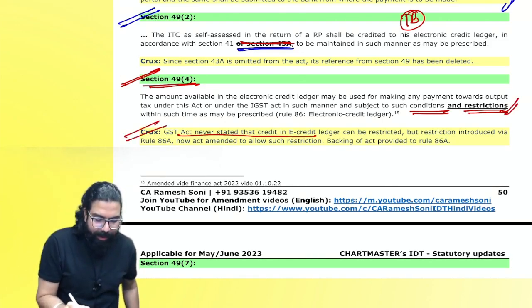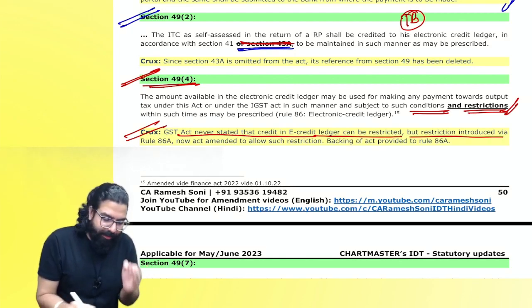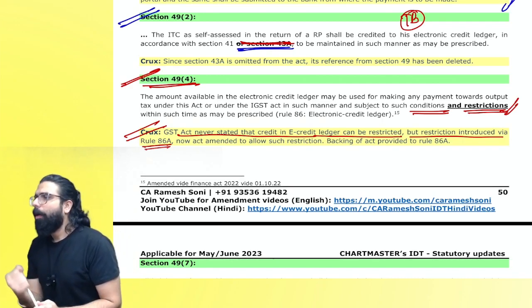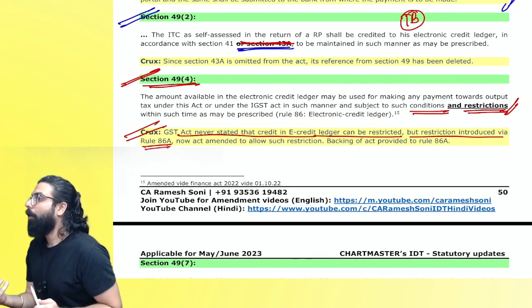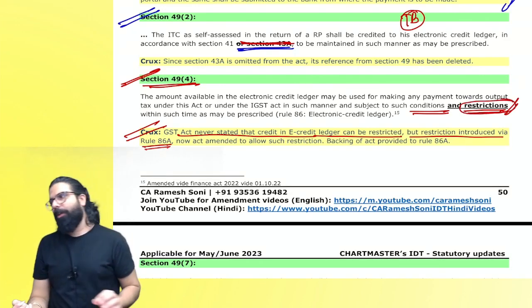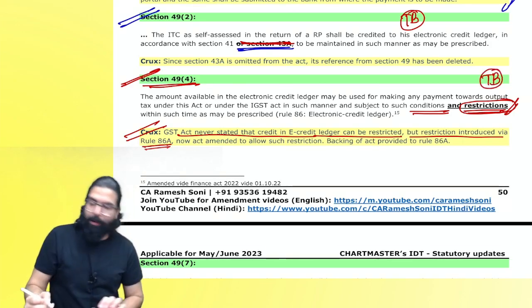The GST Act never stated that credit in the e-credit ledger can be restricted. But restriction was introduced by the rule. Now, sir, how did you make the rule without backing of the act? And hence, in the act, they told we can give restrictions also. Okay. Anything important? Total bakwas. Can we go ahead, everyone?